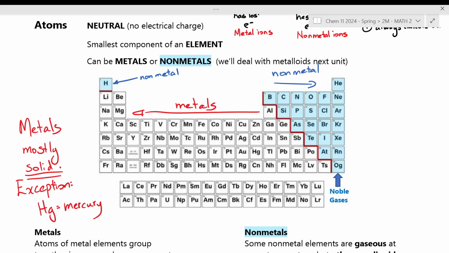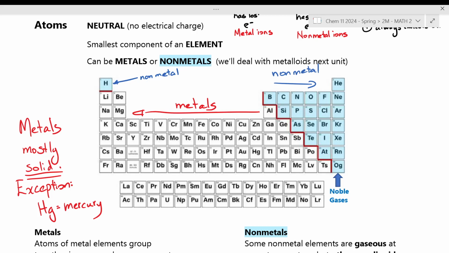Do you guys know what diamonds are made of? Carbon. So is carbon a gas? No. So carbon is not a gas. Silicon is not a gas. Phosphorus is not a gas. Sulfur is not a gas. So there's a lot of nonmetals that are not gases. So we have some gases. Obviously, the noble gases are gases. Okay, fluorine, chlorine are gases.